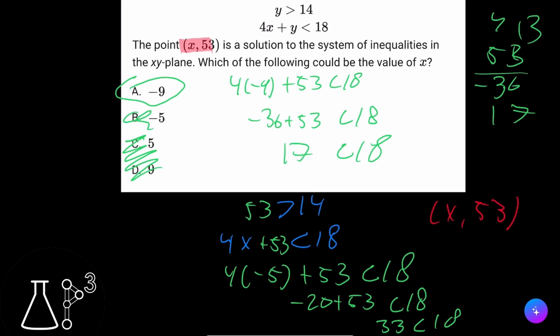And you can plug it into Desmos. And if you plug it into Desmos, you'll see that A, (-9, 53), is a solution to both inequalities. And therefore, that's why A is our x value.